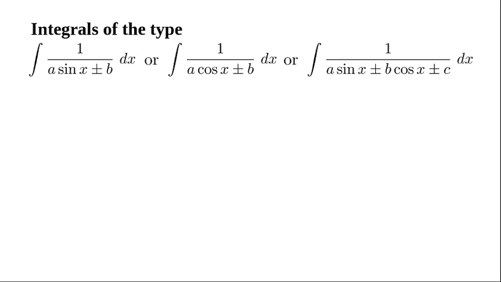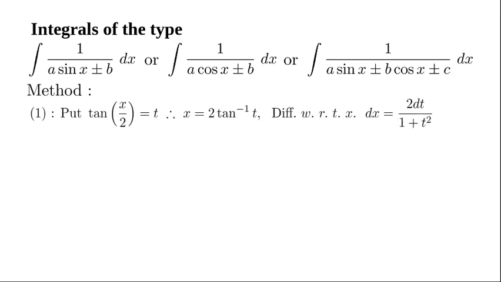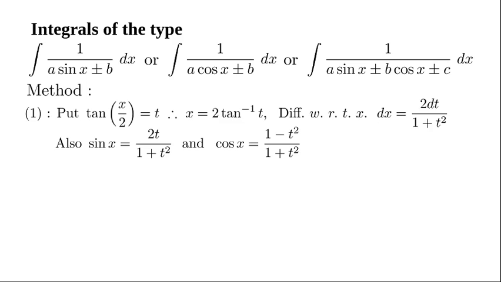So in this case, what the method says is put tan x by 2 equal to t, which is not available in the problem at all. It is not there in the problem at all. So put tan x by 2 equal to t. Therefore x equal to 2 tan inverse of t.